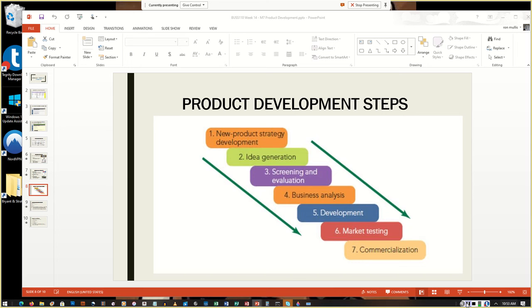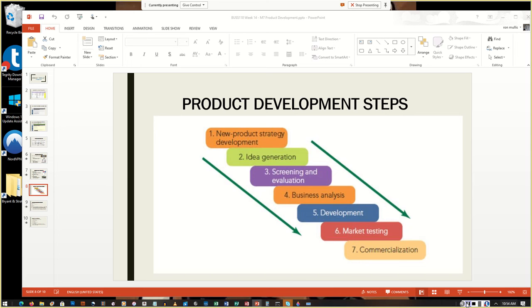This step is where the strategy begins. It begins being developed. If the strategy helps propel objectives, then you'll move on to the idea generation, which is step two. And the idea generation, this is where the marketing department comes up with the concept of the product using the results from the new product strategy development step, which includes the SWOT analysis and environmental scanning. The marketing team generates new product ideas and strategies.